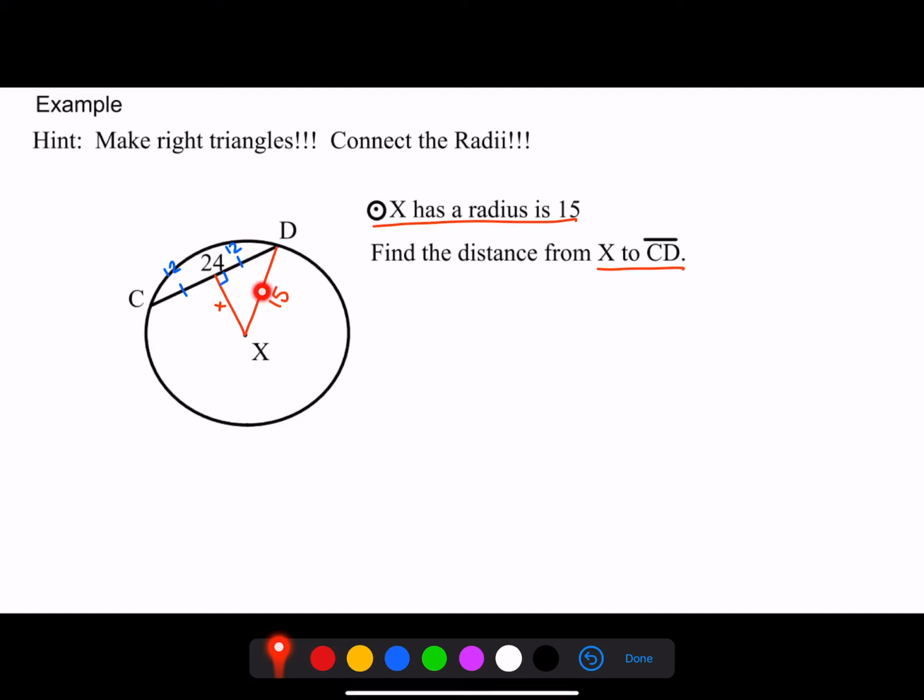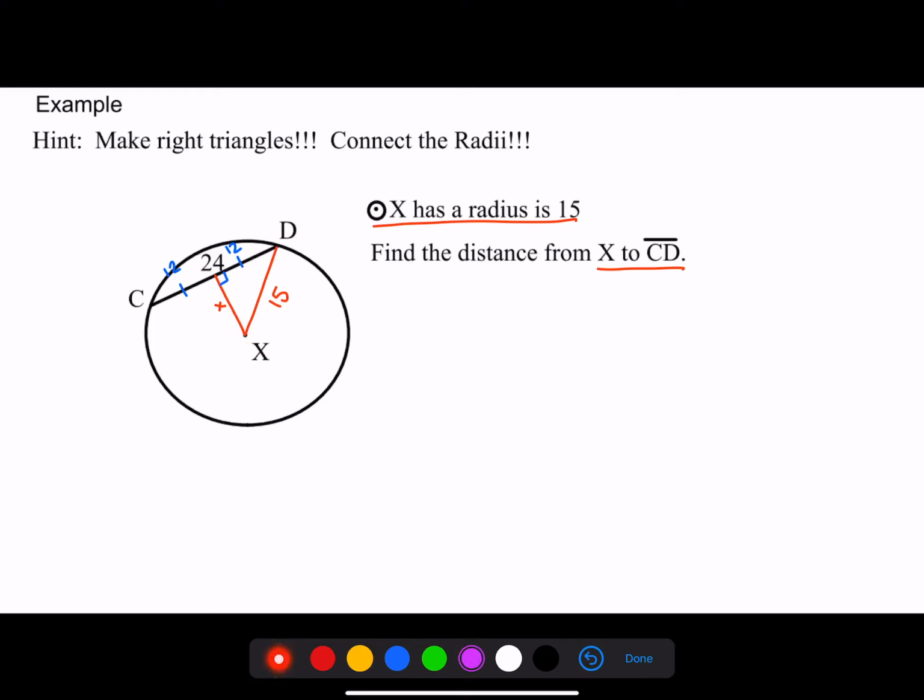So I see that we have 15 for my radius, right? I can do X to D would be the same length as our radius because radius is the same all the way through the circle. So I have 15 here. I want to know what X is. I want to know the length from our center, X, to chord CD. So I'm looking for this length here, this X.